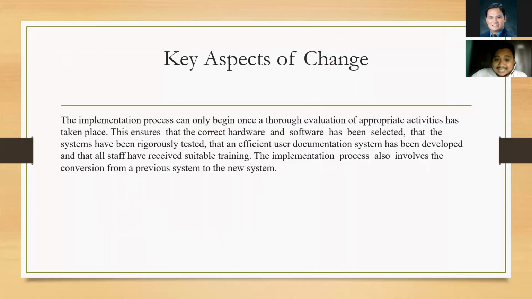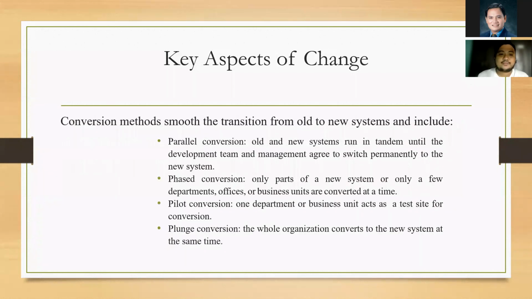The implementation process can only begin once a thorough evaluation of appropriate activities has taken place. This ensures that the correct hardware and software have been selected, that the system has been rigorously tested, that an efficient user documentation system has been developed, and that all staff have received suitable training. The implementation process also involves the conversion from a previous system to the new system. Next, for conversion methods, to smooth the transition from the old to the new system, it must include the following.